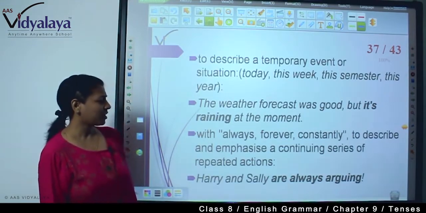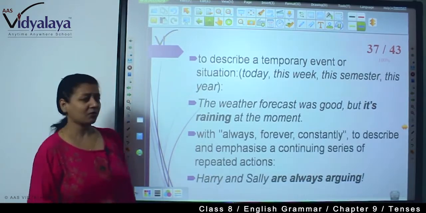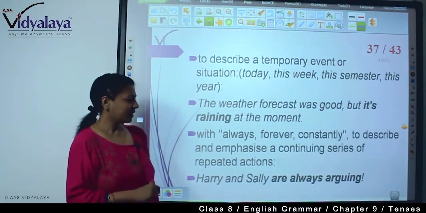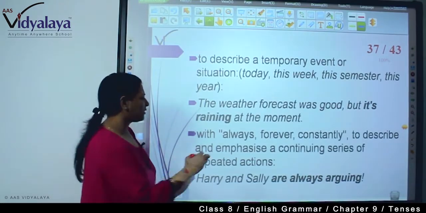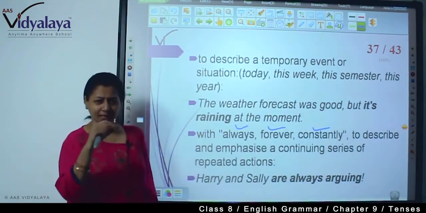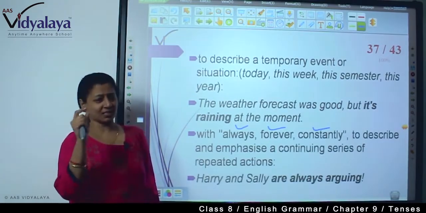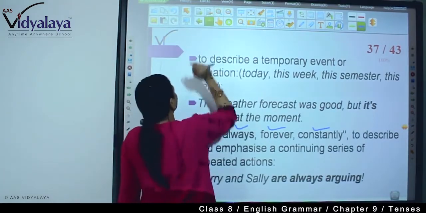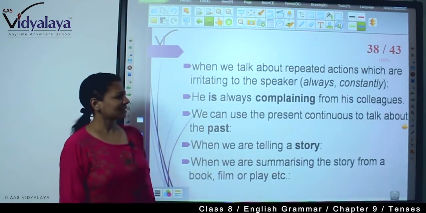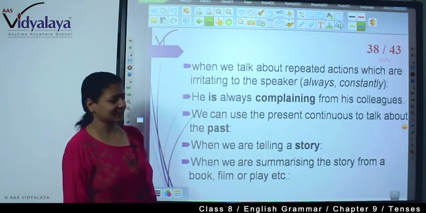With always, forever, constantly, to describe and emphasize a continuing series of repeated actions. Harry and Sally are always arguing. Always, forever, constantly, that means it's a repeated action, so we use the present progressive. Now, when we talk about repeated actions which are irritating to the speaker, again the same thing: he is always complaining about his colleagues.